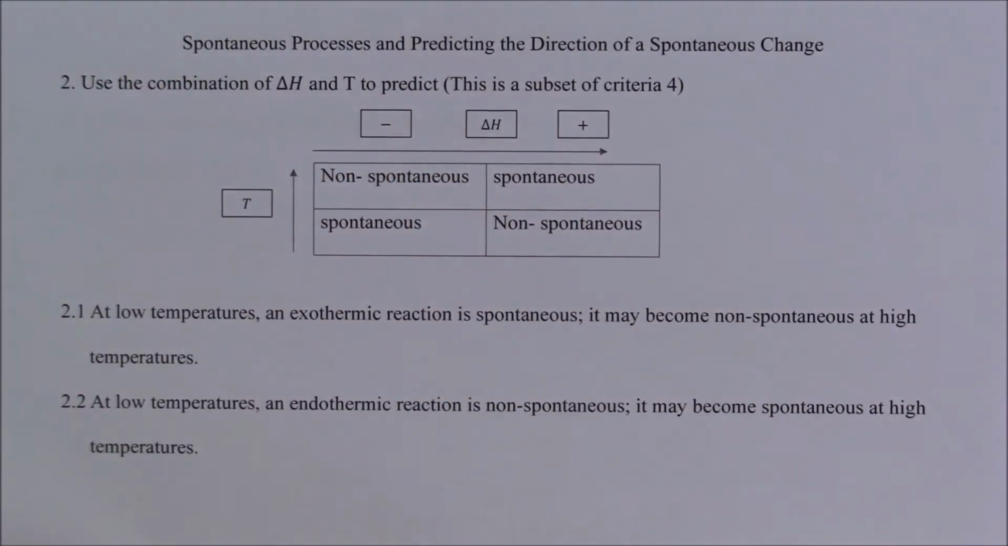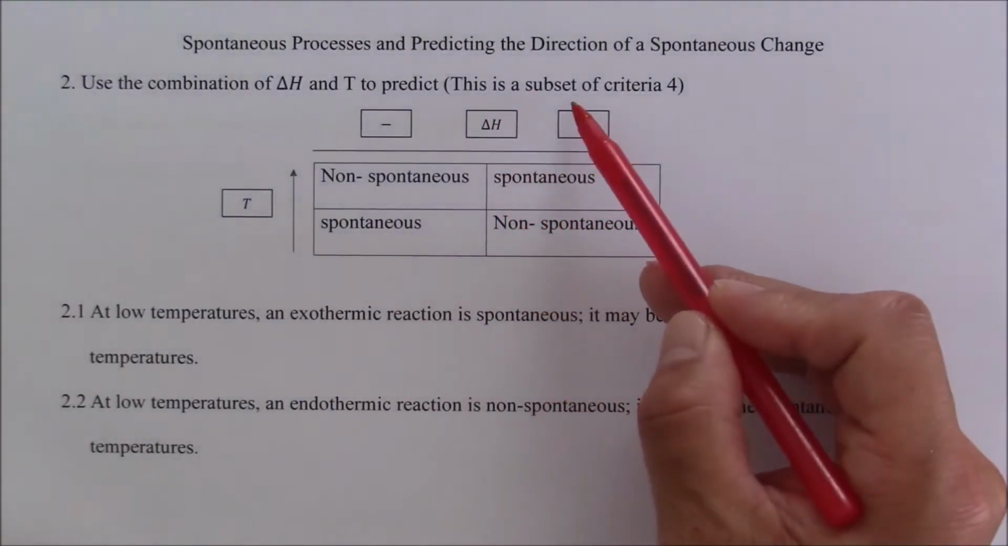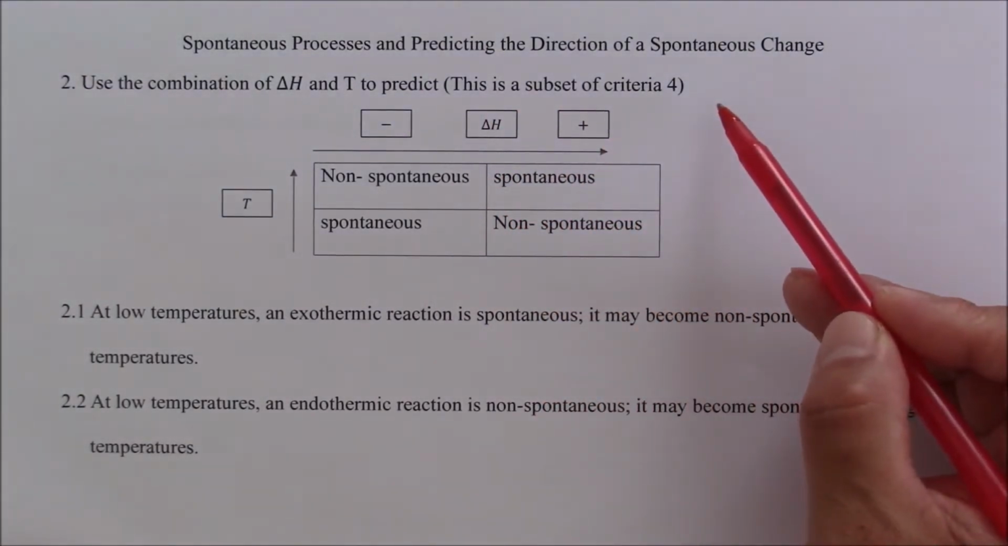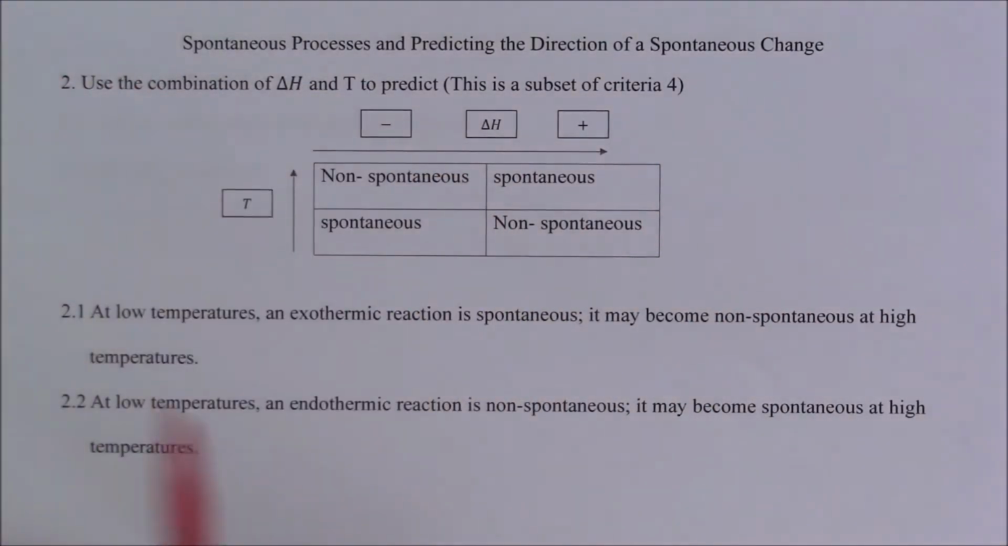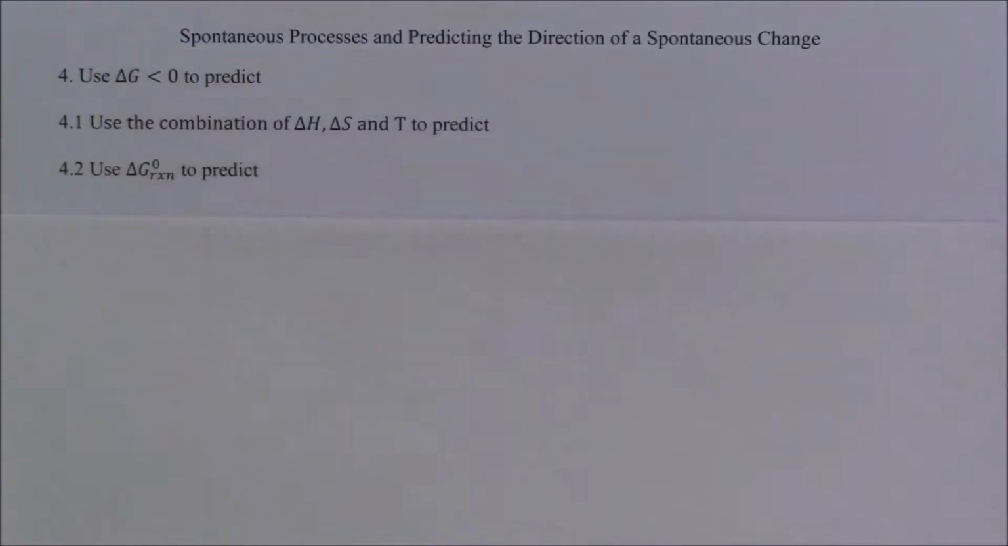This is the second method to predict the direction of a spontaneous change, because it is a subset of the fourth method. Therefore, I'm not going to spend time to explain how to use the second method. Now let's look at the fourth method.